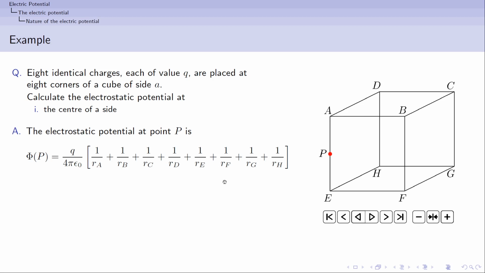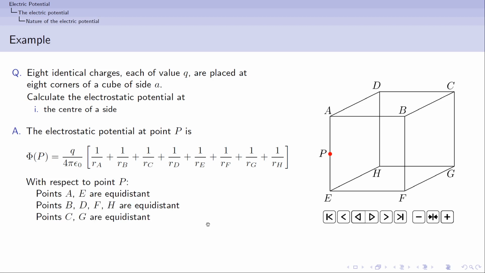Now it looks like a very complicated expression because it looks as if we have to evaluate 8 different terms. But the answer is, it's not so difficult, because we can exploit the symmetry of this problem, and use the idea that some of these points are actually equidistant. You can see here in this diagram, with respect to this point P, the points A and E are equidistant. Just let me highlight this here. This point A and point E, these 2 points are equidistant.